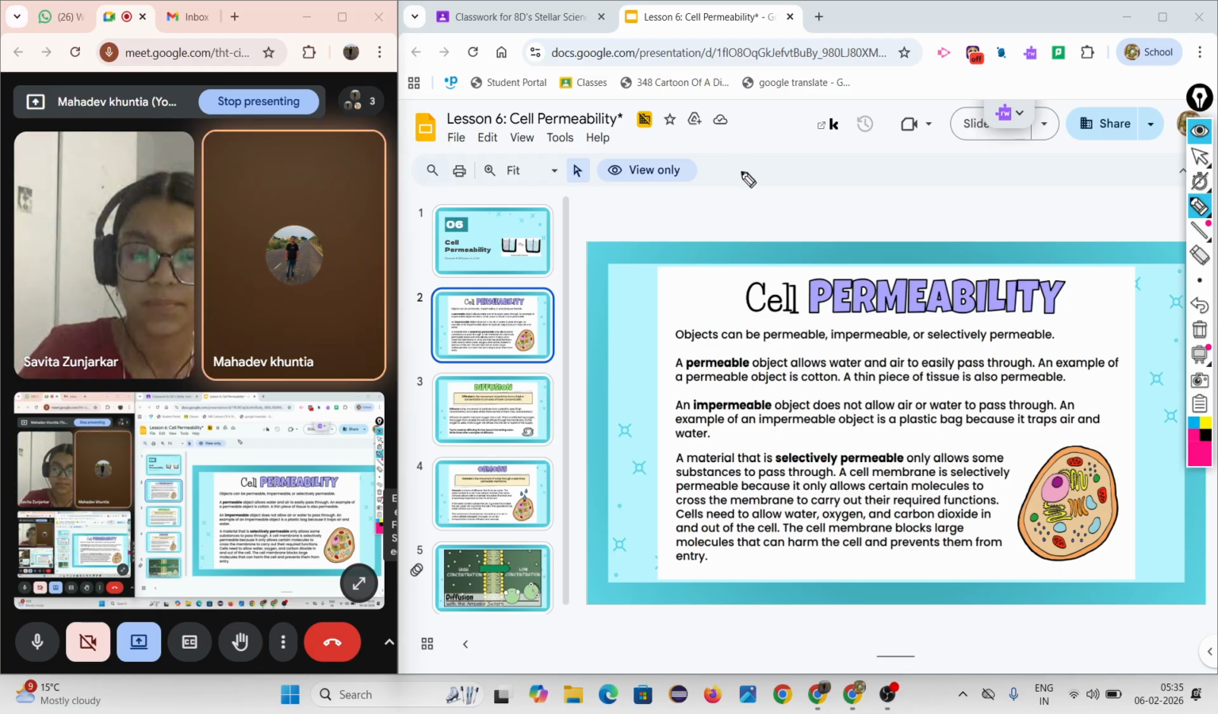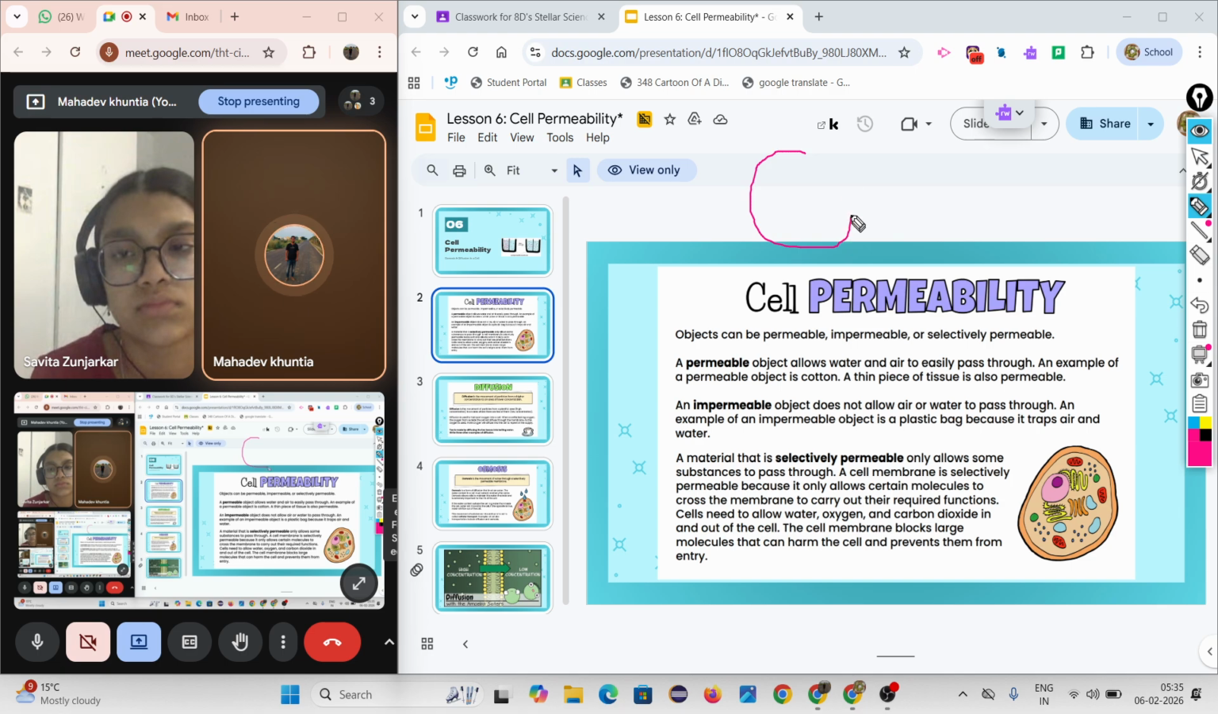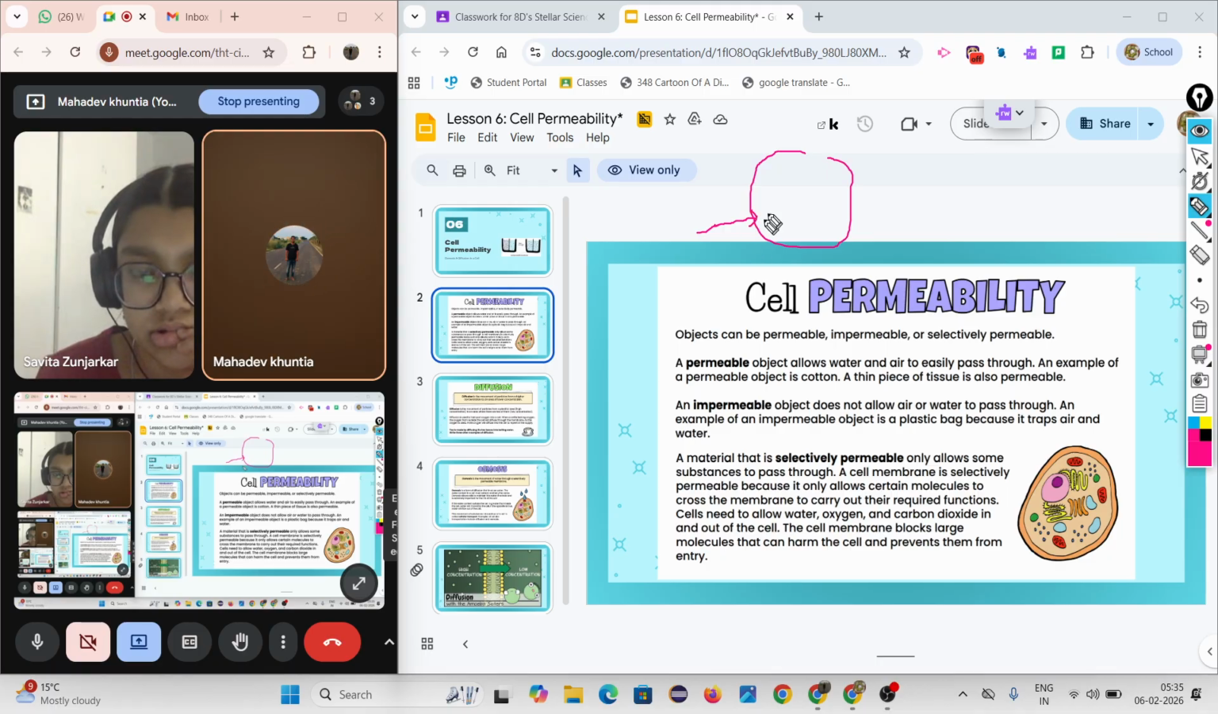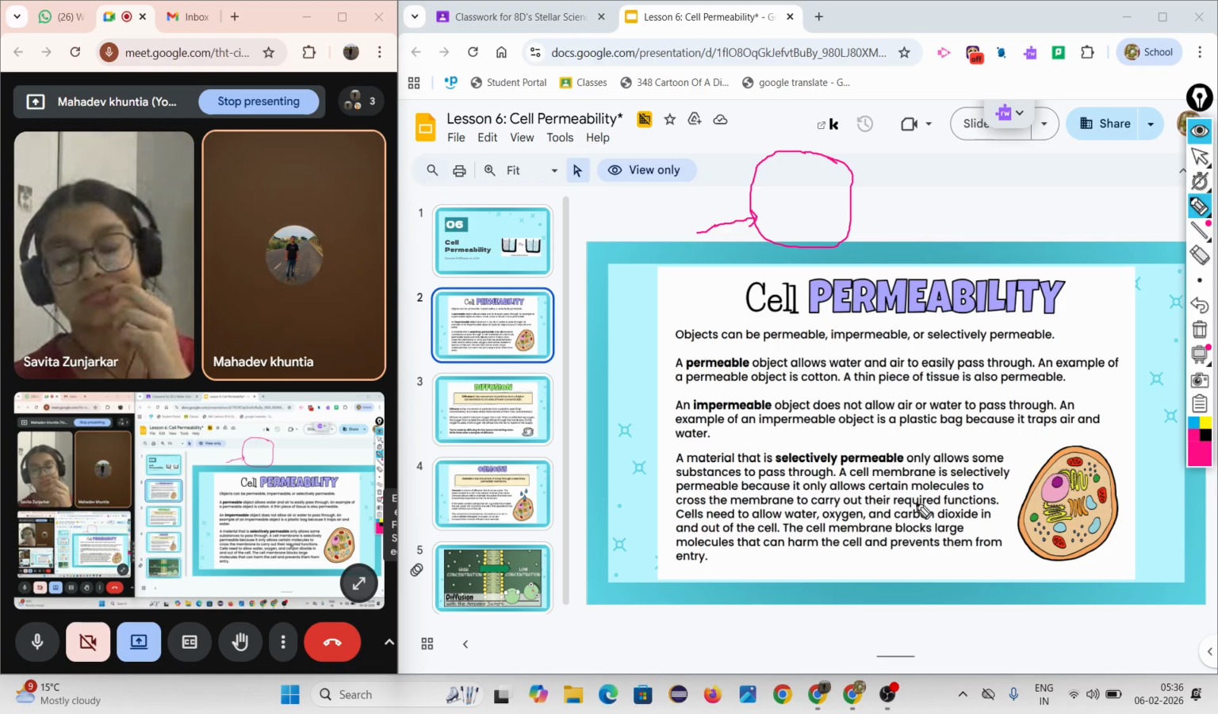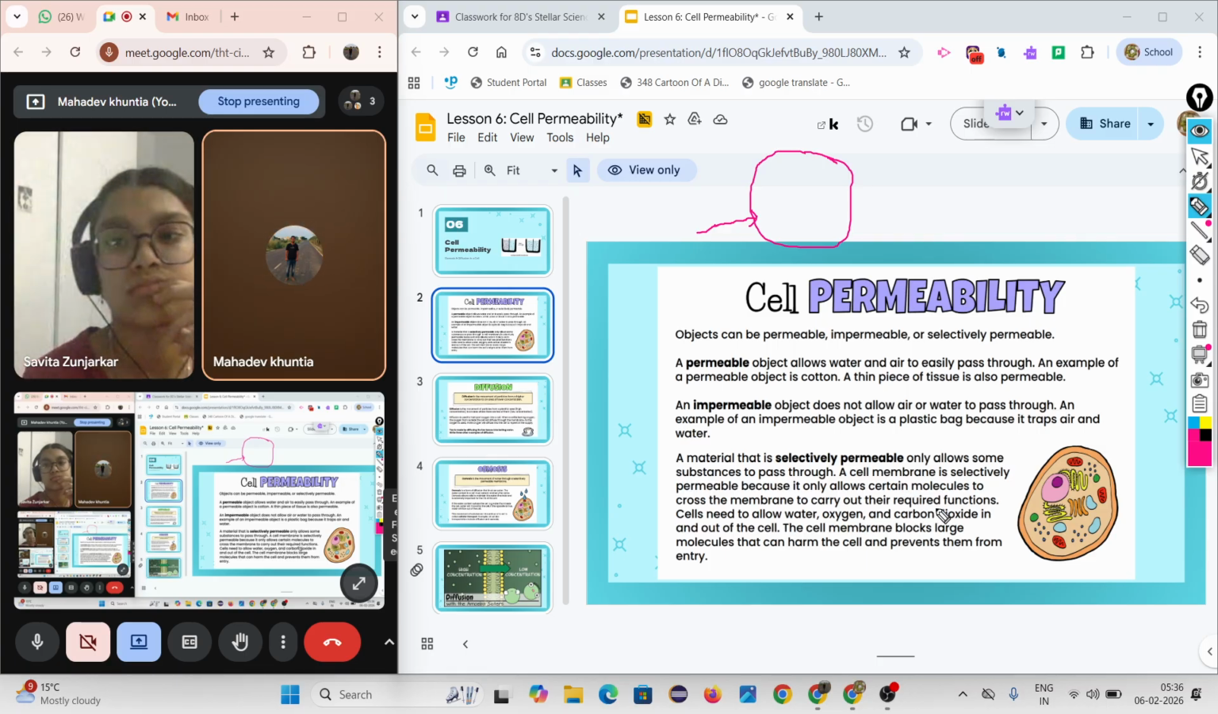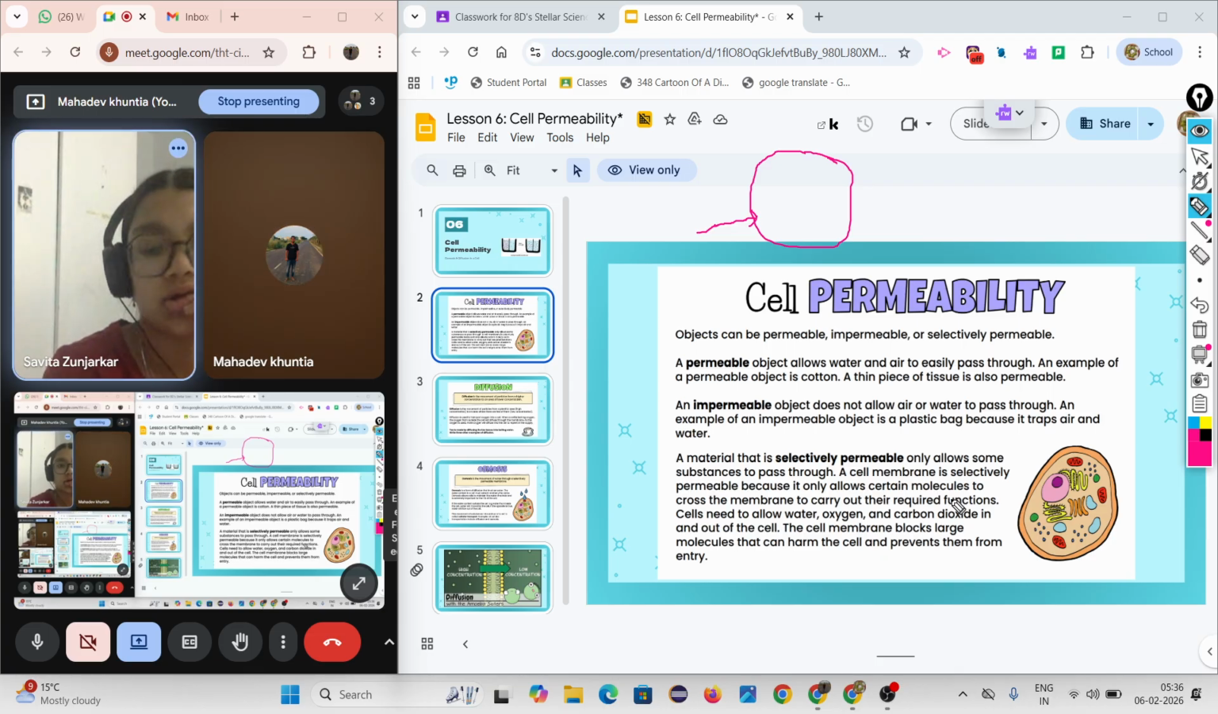Look, that means through the cell membrane, some selective material can pass. Selective molecules which are necessary for performing the required function inside the cell. Okay.